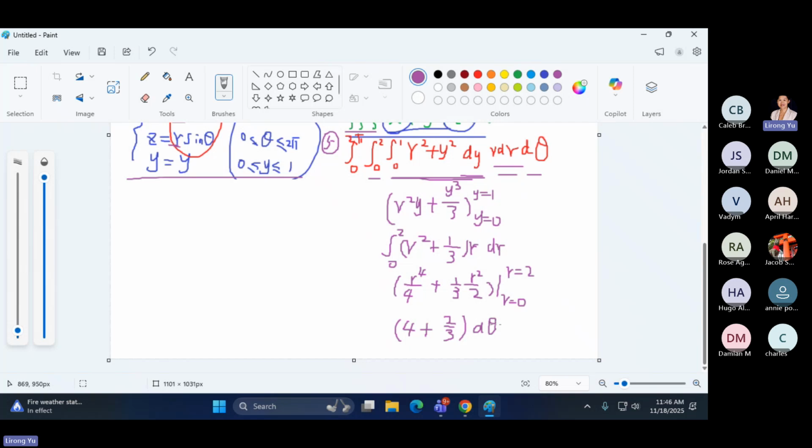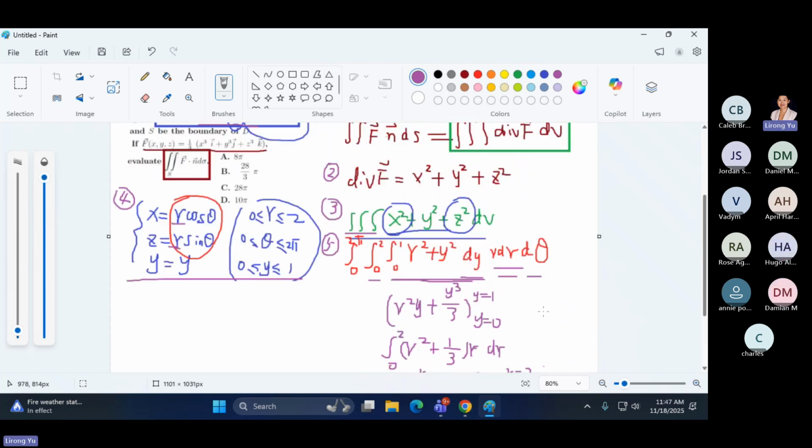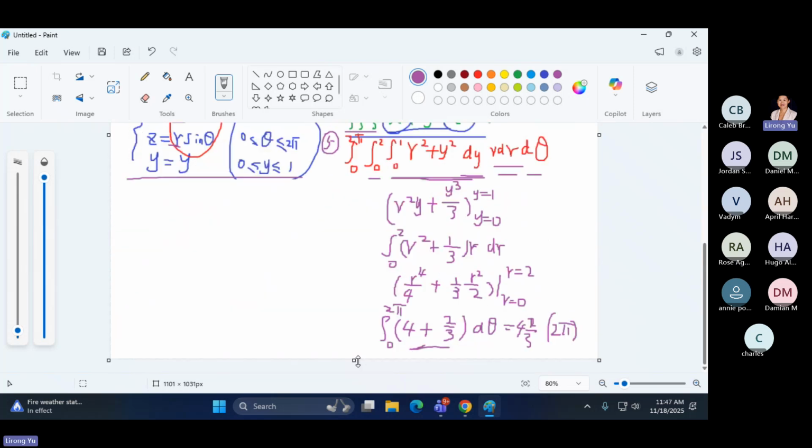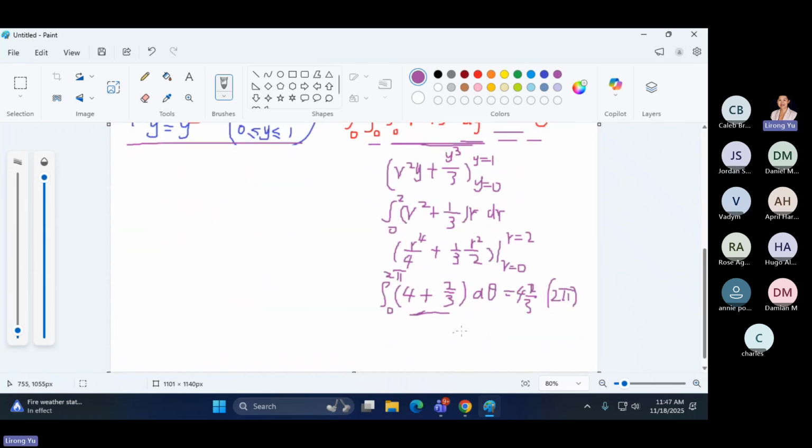Lastly, we have d theta. We integrate 0 to 2 pi d theta. This is a constant number, so you bring it outside. So it's 4 plus 2/3, this number multiplied by 2 pi. Let's try to make sense of this number. 4 plus 2/3 is 14 over 3. It's 14 over 3 times 2 pi. So the final answer should be 28 over 3 times pi.